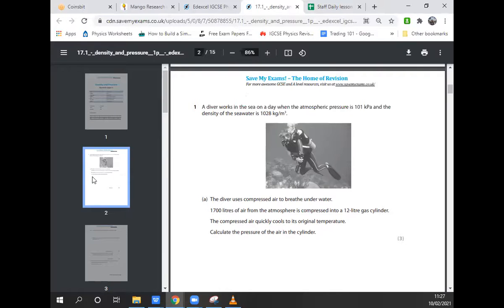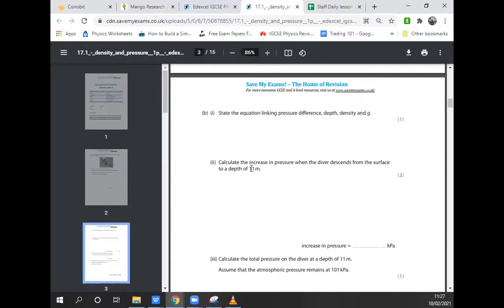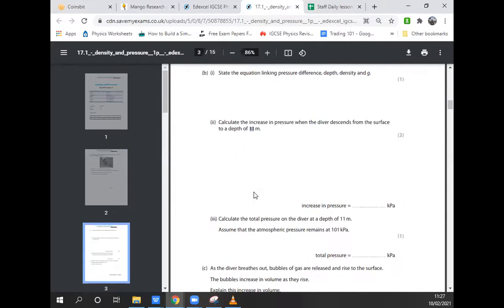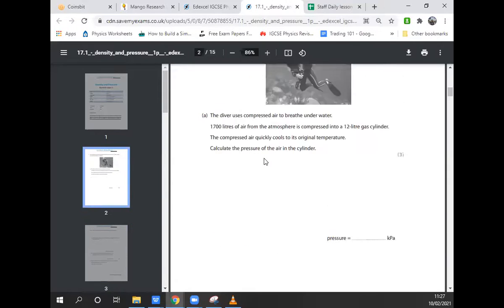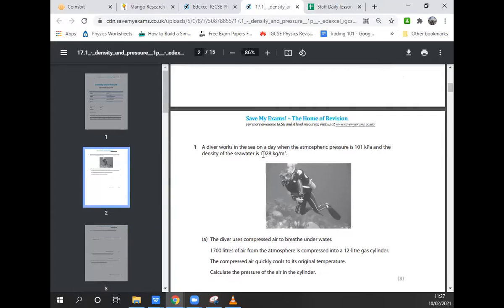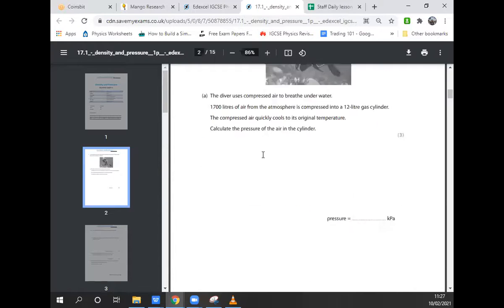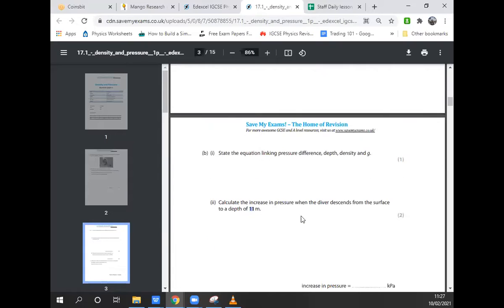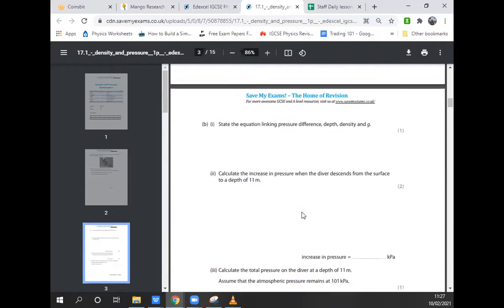Hello? What was the height again, sir? 11 meters. The diver descends from the surface to a depth of 11 meters. So what was the density, sir? Density was 1028. Then you are getting an answer of 113 kilopascals, I hope, or 113,000, right?